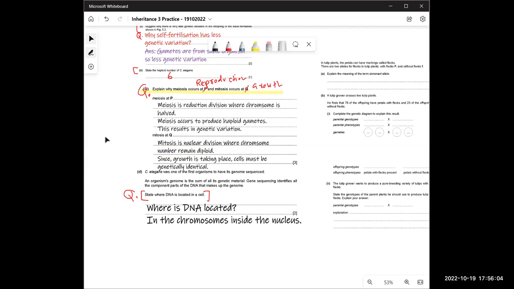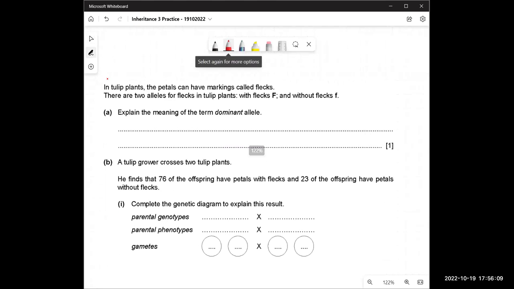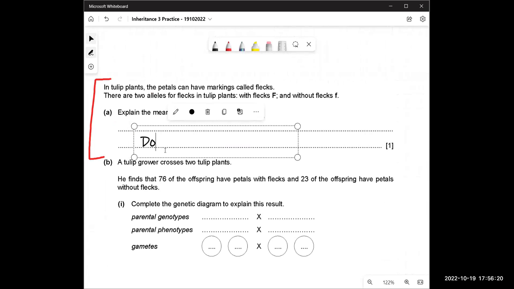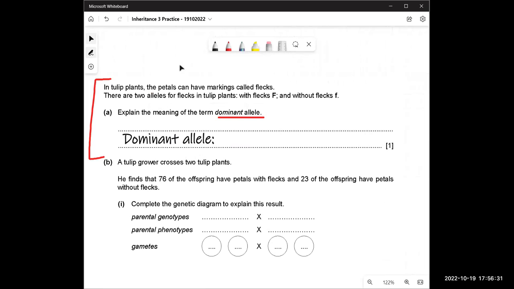Done, sir. Read the question. Explain the meaning of the term dominant allele. Well, I've given you the definition, so I don't have to write it. Give me the answer. We have done this in class. I think everyone was there in this class. Dominant allele.